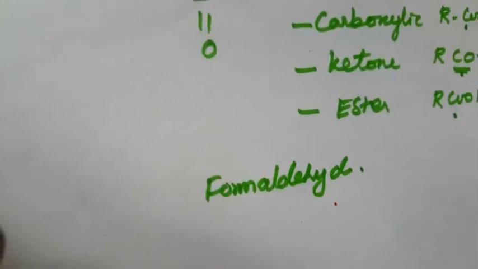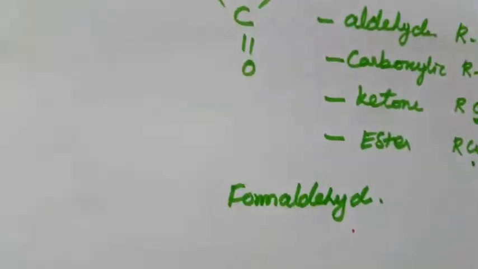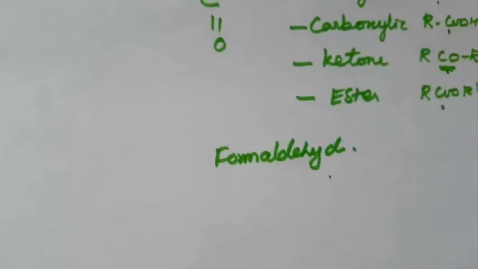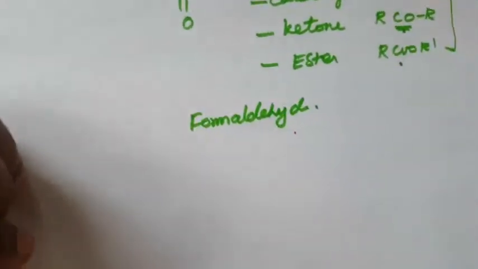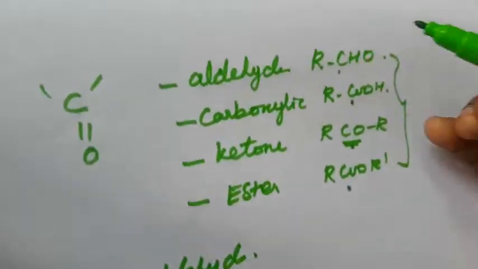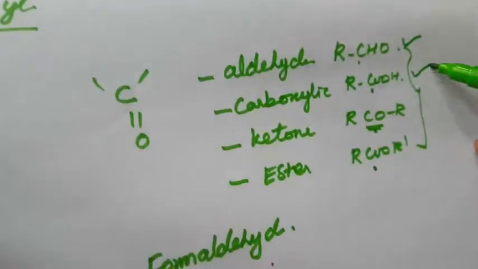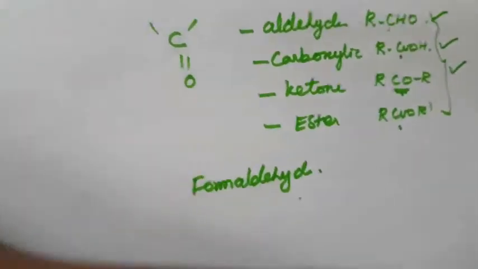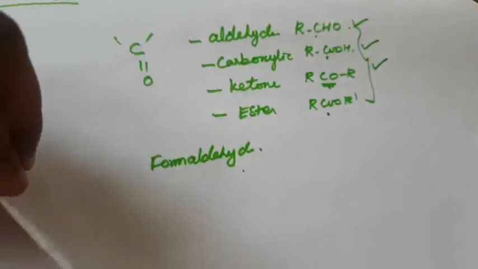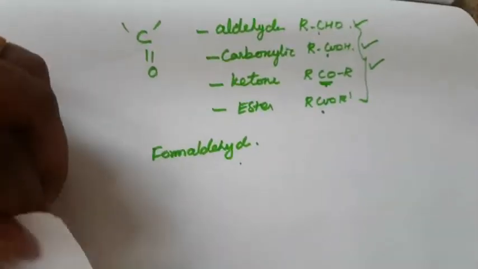In this lesson we are going to learn about the nomenclature and the studies of aldehydes, ketones and carboxylic acids. In this chapter we are going to learn aldehyde, carboxylic acid and ketone. These three things only we are going to learn in this chapter. First we are going to see the nomenclature of aldehyde.